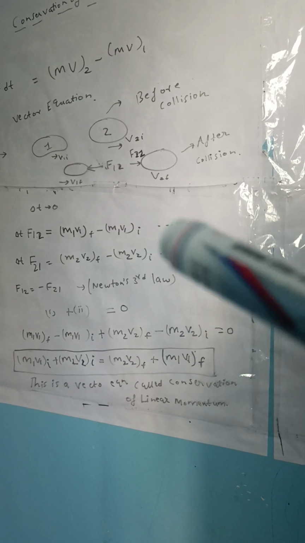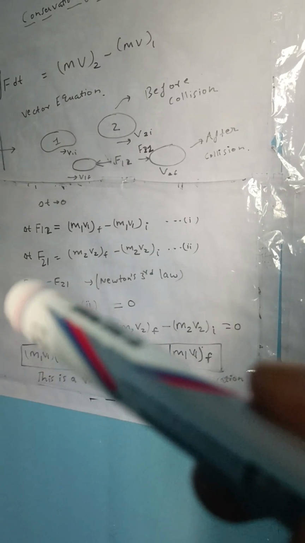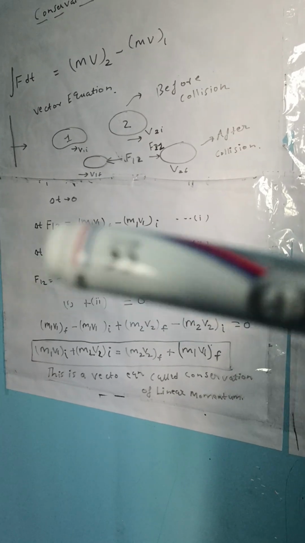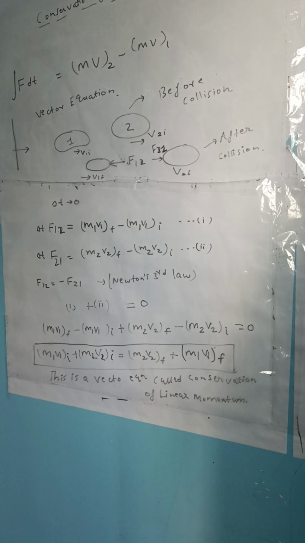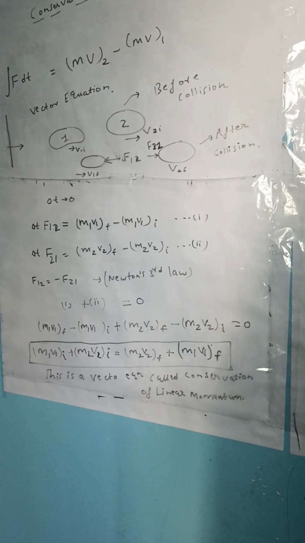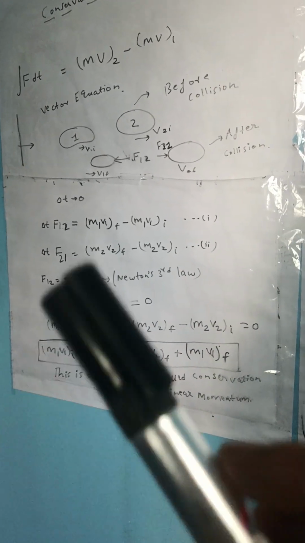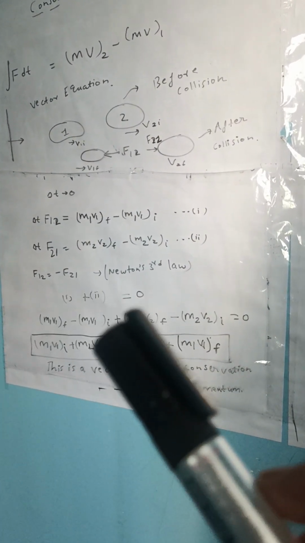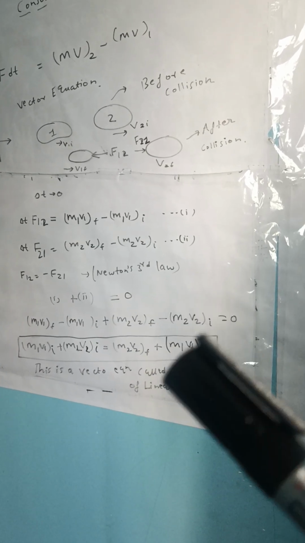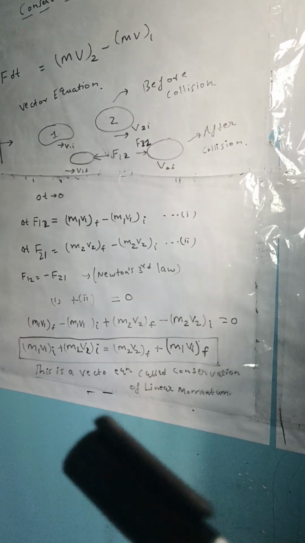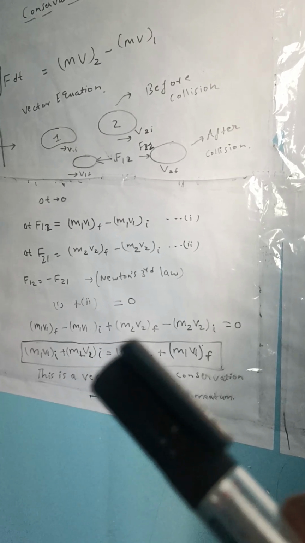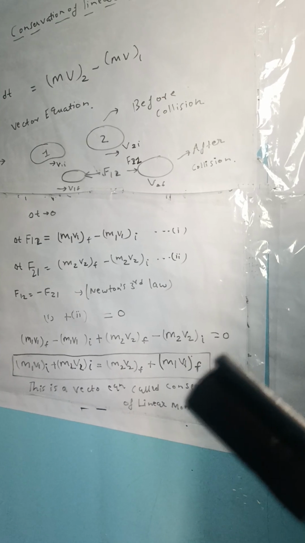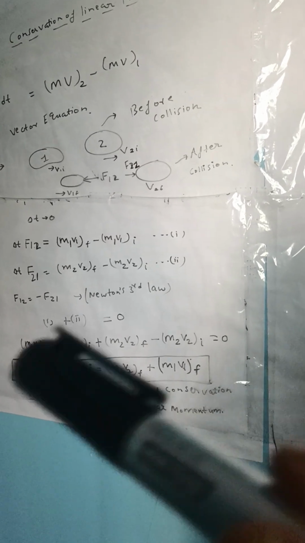After adding equation 1 and equation 2, what do we get? This term and this term get cancelled, because the forces F12 and F21 are equal and opposite because of Newton's third law. They exist in pairs. So this side will become 0, and then we get m1 v1 final minus m1 v1 initial plus m2 v2 final minus m2 v2 initial equal to 0. So m1 v1 initial plus m2 v2 initial equals m2 v2 final plus m1 v1 final. After rearranging the terms, we get this.